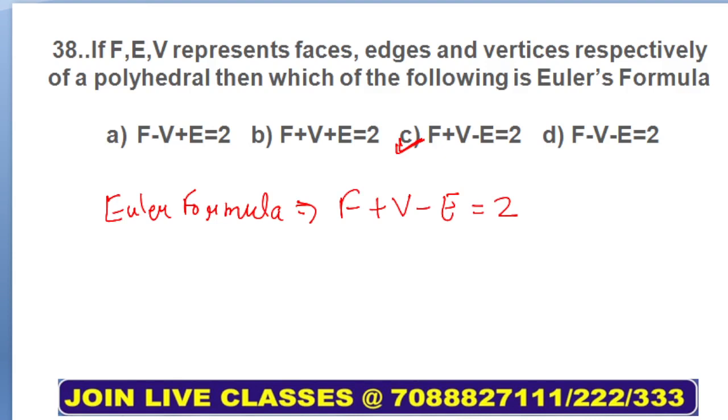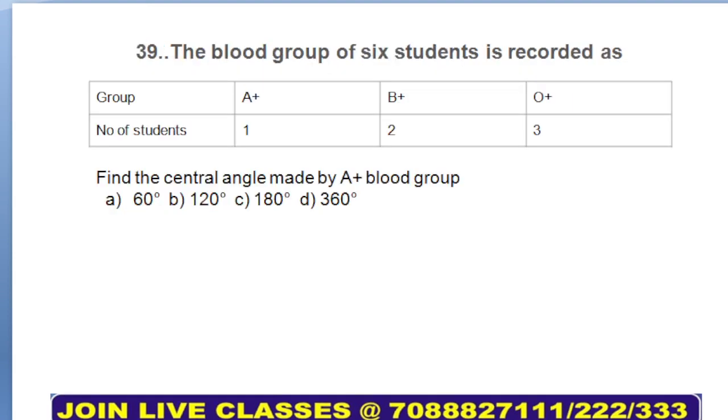Moving on to next question. The blood group of 6 students is recorded as A plus 1 bache ka hai, B plus 2 ka hai aur O plus, O positive blood group 3 students ka hai. Find the central angle made by A positive blood group. A positive ke central angle batana.